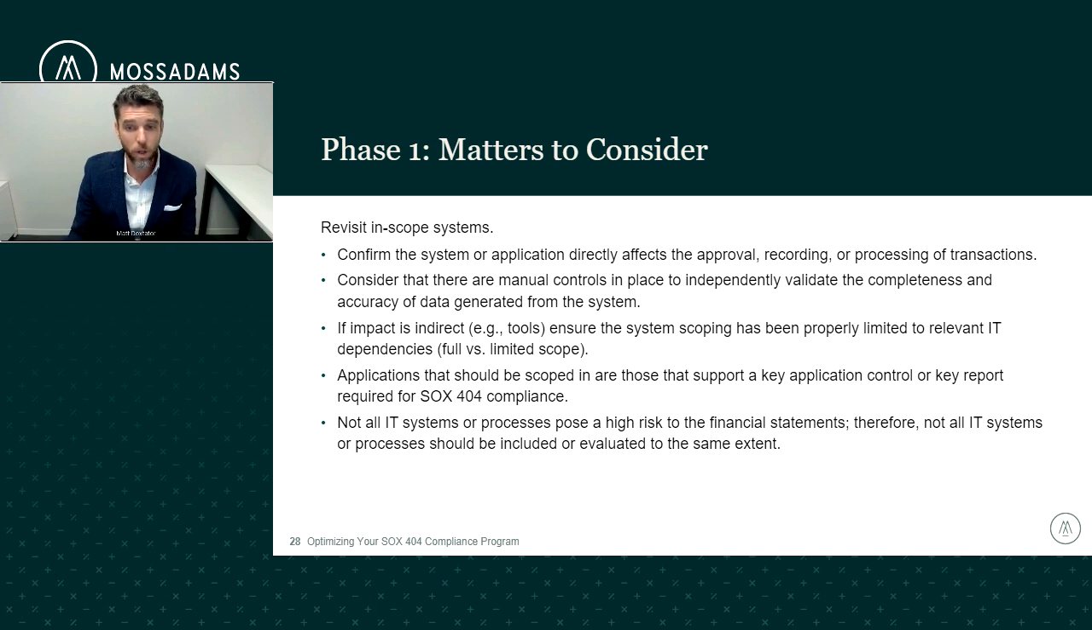Not only should you consider whether the system still impacts financial reporting significantly, you should also evaluate whether there are already manual business process controls in place that validate the information coming from these systems. This could mean that there's actually no IT dependencies because there's already controls around the information. We see this a lot, and as long as these compensating controls are operating effectively, the system itself may be able to be scoped out.